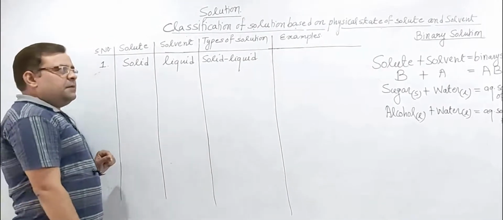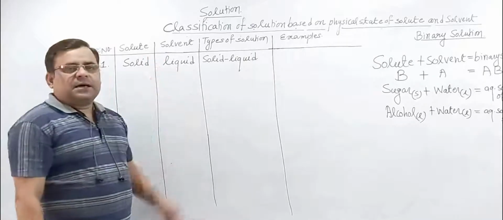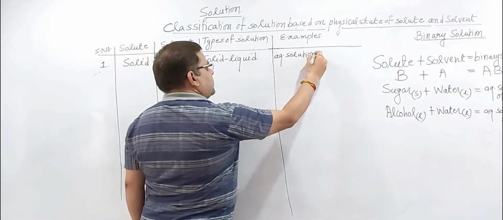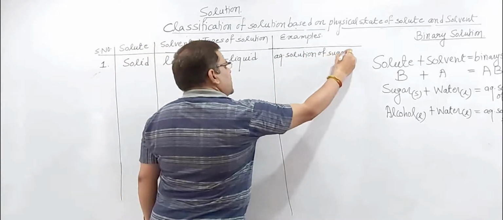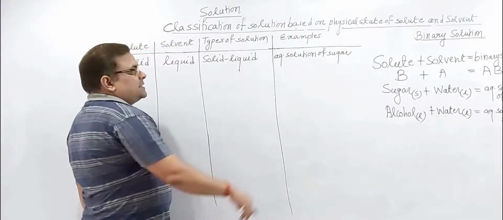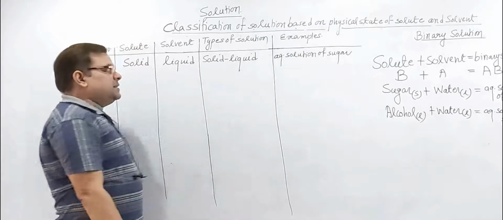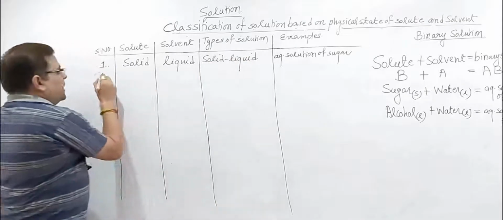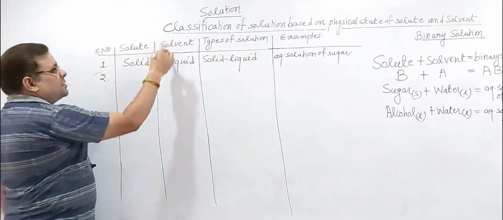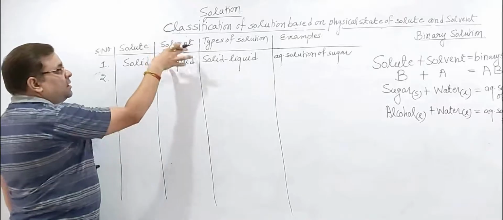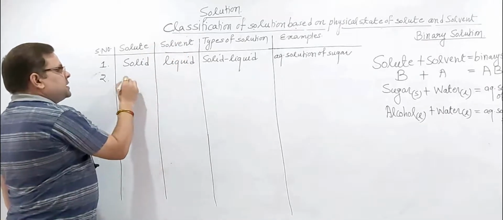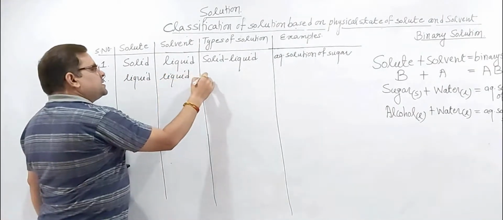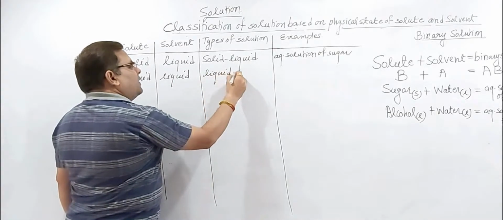So dear students, what will be the example of solid in liquid solution? Its example is aqueous solution of sugar. Note down in your copies. In this aqueous solution of sugar, sucrose or sugar is present in solid state while the water exists in liquid state. Therefore, it is an example of a solution of solid in liquid. The next type of solution is liquid in liquid solution.